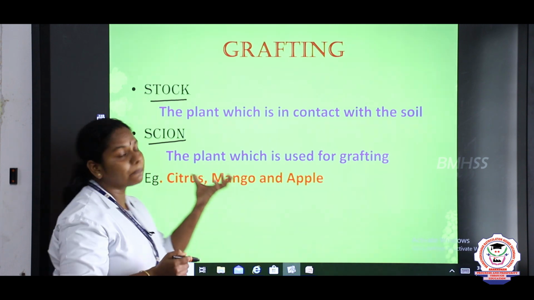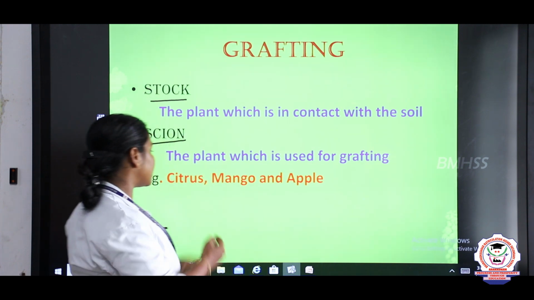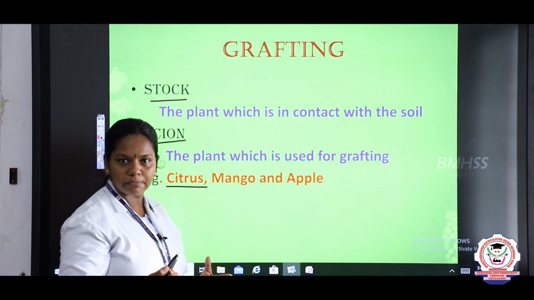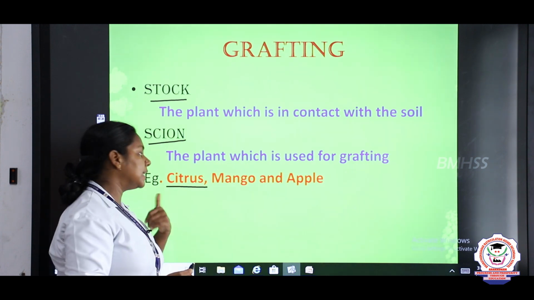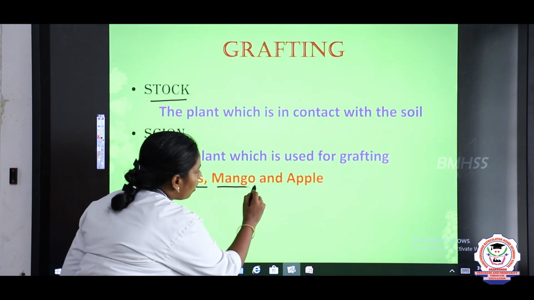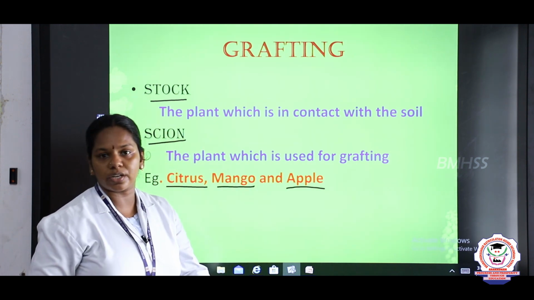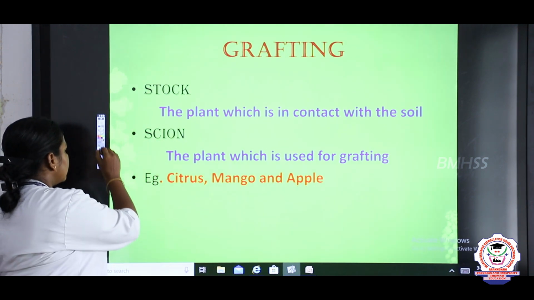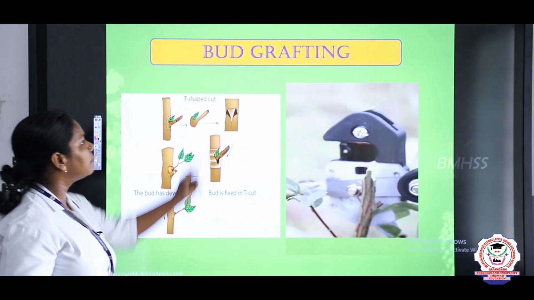And what are all the plants we can produce by grafting? The first one, citrus. Citrus, lemon family, right? The sathukudi, sweet lime, orange, lemon, everything comes under the citrus. And then mango and then apple. These three plants we can produce the next generation by grafting. And now we are going to see the first method in grafting is bud grafting.